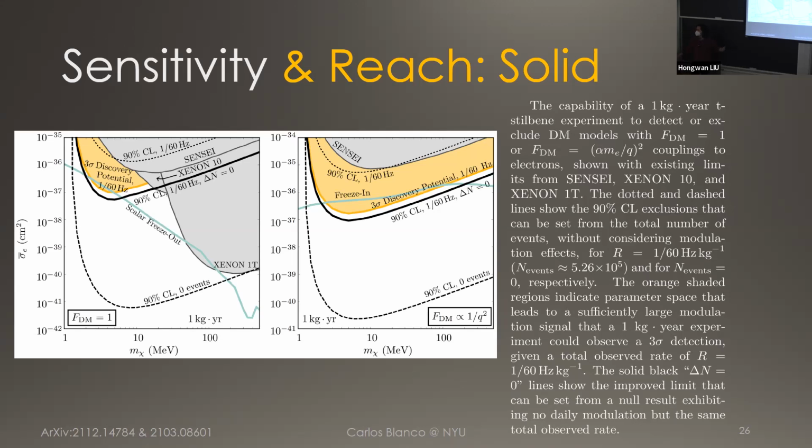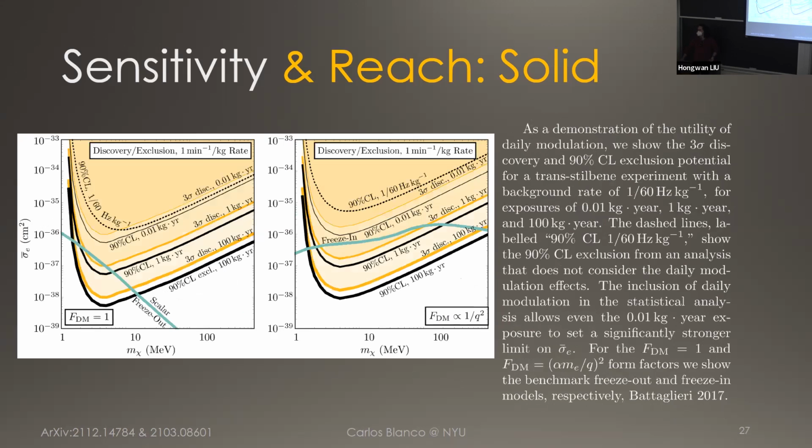And because you're looking for this modulating signal, this sensitivity curve scales linearly with exposure mass, right? So even though at 1 kilogram you're really just starting to press on these benchmark models, by the time you get to 100 kilograms, which is quite inexpensive for something that is essentially lighter fluid, you're really making some headway to excluding 2 orders of magnitude in mass in some benchmark models.